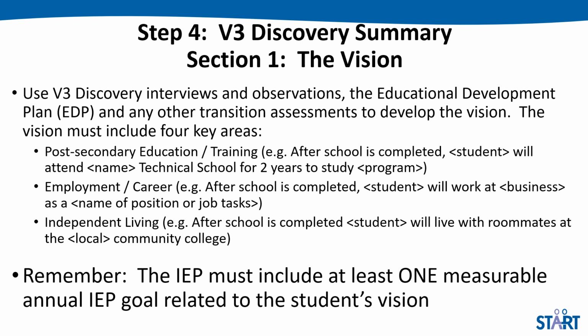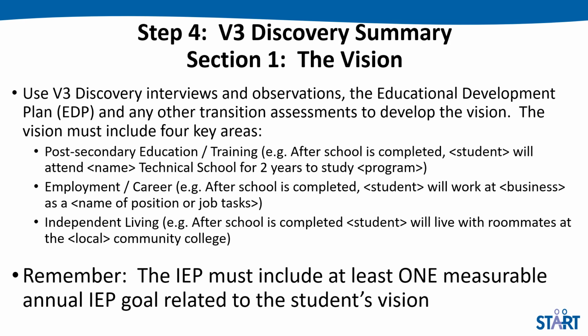So the first section of the V3 Discovery Summary is the vision, and this is the section that's going to help inform the transition plan in the IEP, specifically the post-secondary goals. And so you're going to use the V3 Discovery interview and survey information, the observation data, and any other transition assessments that you've utilized, as well as the EDP. The post-secondary goals need to align with the student's educational development plan. But you're going to use all of that information to help inform the post-secondary goals.